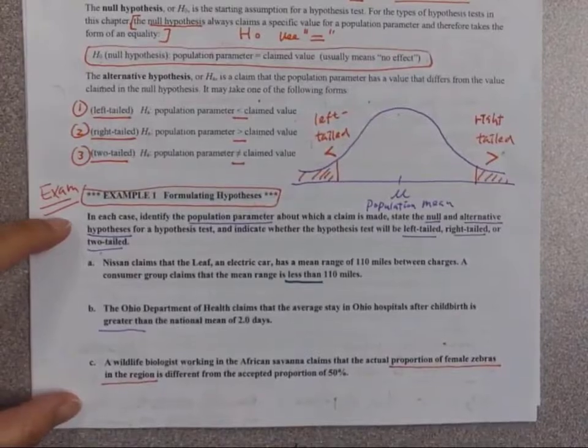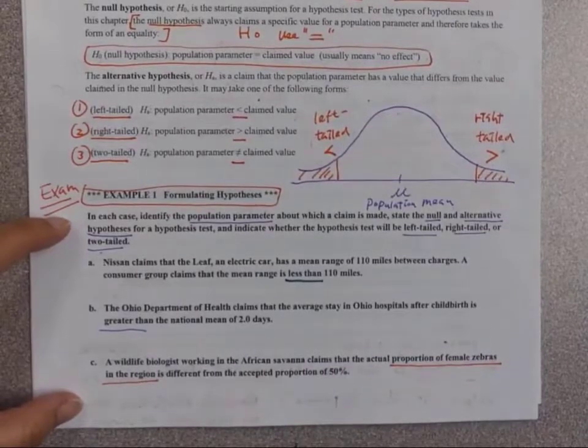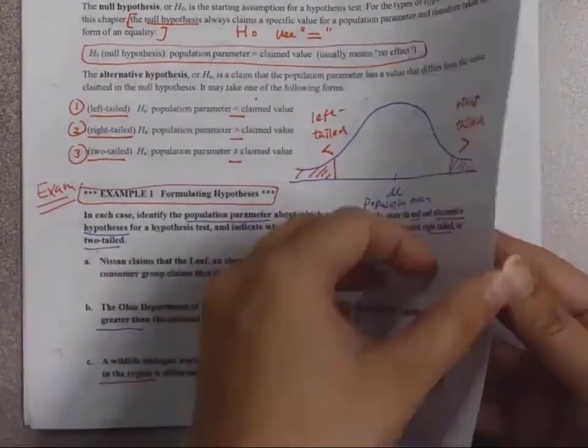So we did some examples, and you will see some questions like this on the test asking you to set the null hypothesis and the alternative hypothesis, okay? And what else is in chapter 9?